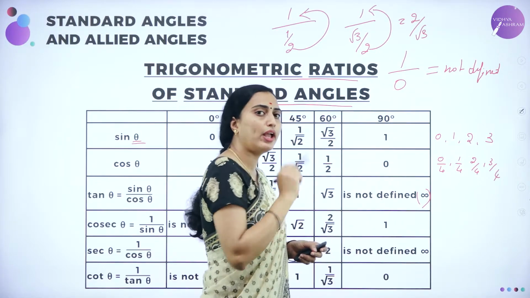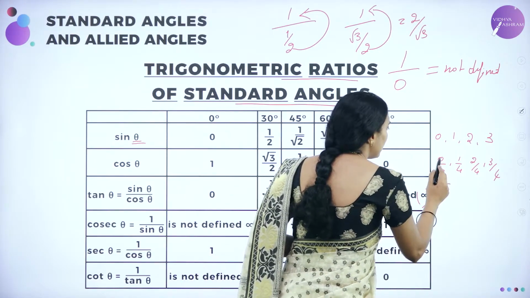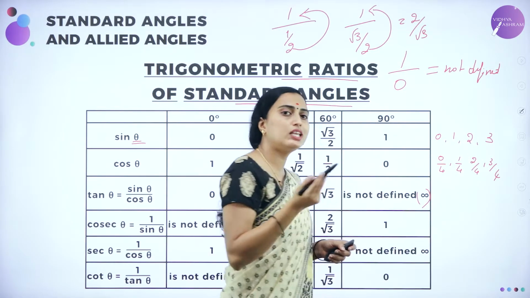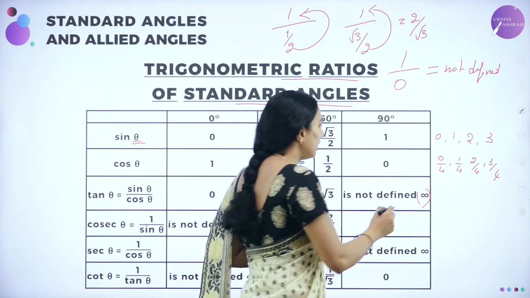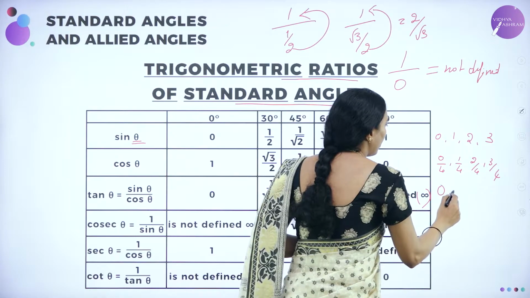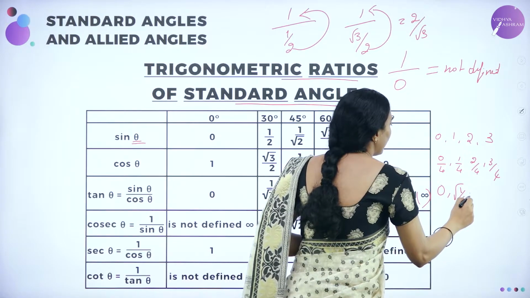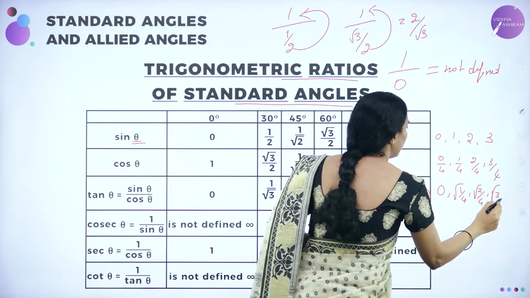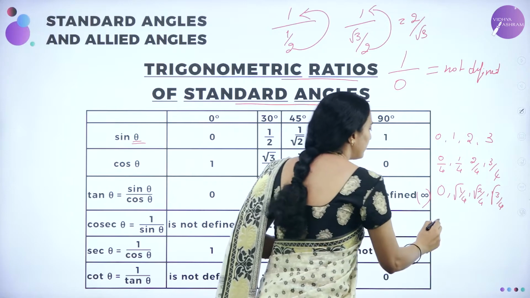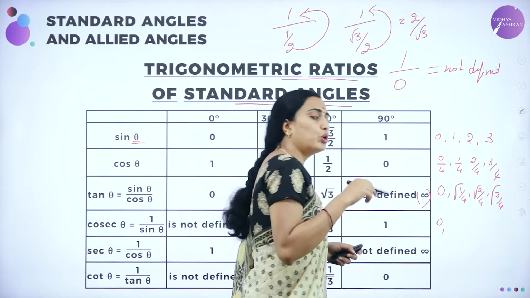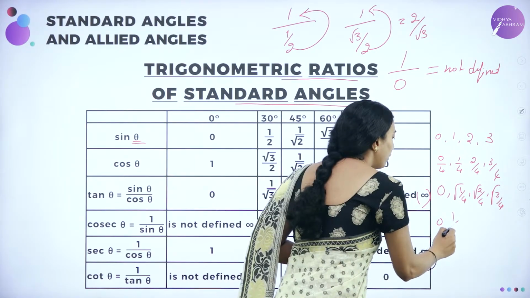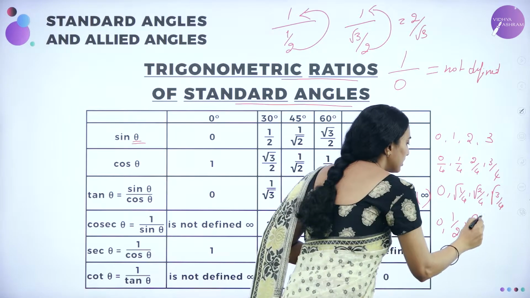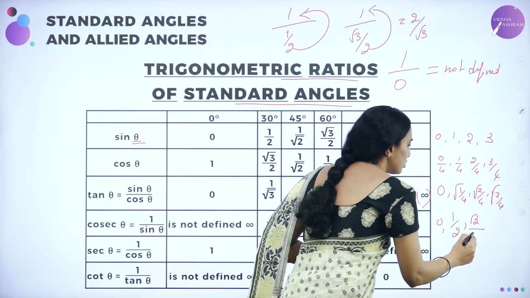Again, take the square root of that. What is the square root of that? 0 by 4 is nothing but 0. Square root of 0 is 0 only. So 0, again square root of 1 by 4, square root of 2 by 4, and square root of 3 divided by 4. Now you are going to have 0, comma, 1 by root 4 is 2. Next, root 2 as it is divided by root 4 is 2.